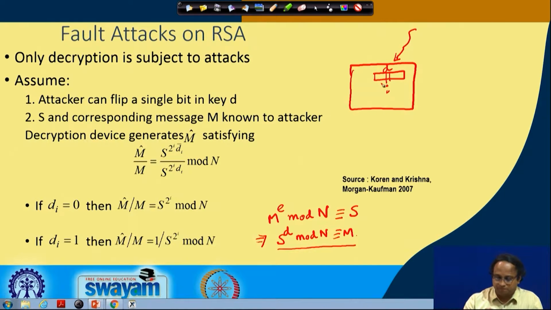Okay. So you can write this D as a binary exponent, for example, from Dn minus 1 to D0, where your ith bit is denoted as Di. Imagine that this fault is able to flip Di. Okay. So you can ask, how can I flip Di?